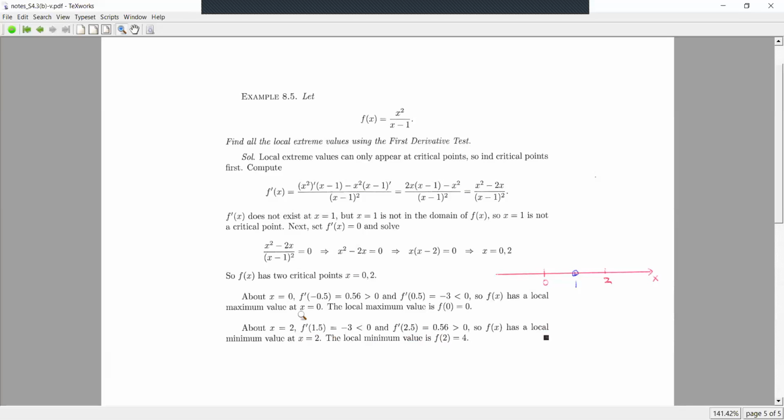That means that the original function, its graph is decreasing (derivative less than 0) on the left, then increasing on the right of this point. So therefore, the function f has a local minimum value at 2. The local minimum function value is 4. Plug in 2 into the function to get 4.